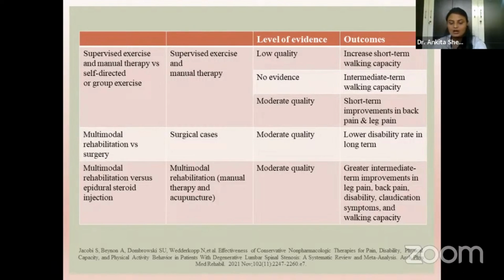When they compared multimodal rehabilitation versus epidural steroid injection, it was found out that multimodal rehabilitation, including manual therapy and acupuncture, had a moderate quality level of evidence with greater intermediate term improvements in pain, disability, claudication symptoms, and walking capacity.